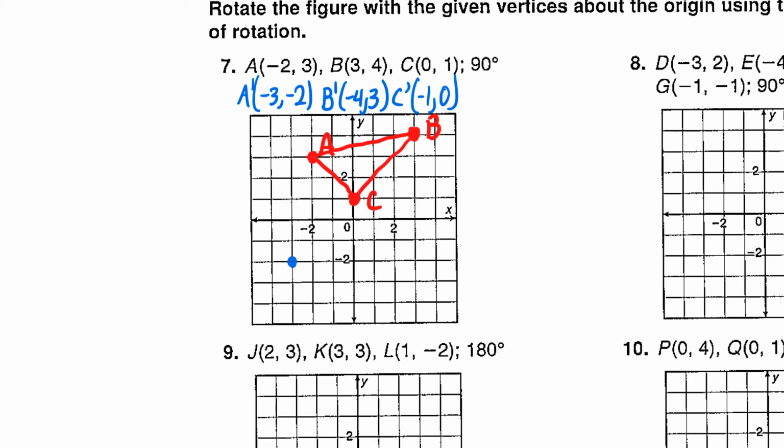Okay, so let's plot those new points. Negative 3, negative 2. Negative 4, 3. And then negative 1, 0. Of A, B, C.